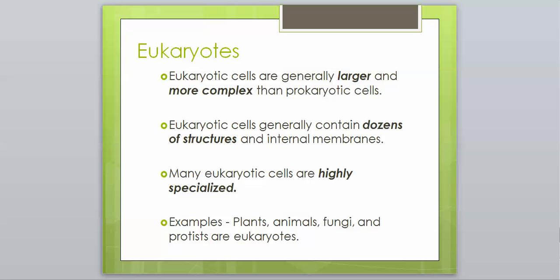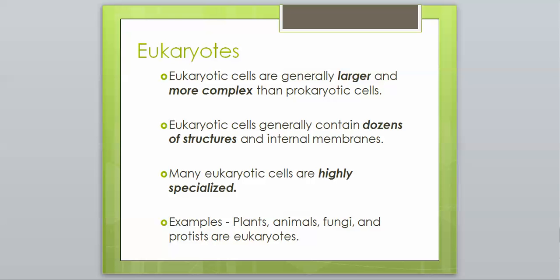Eukaryotic cells are generally larger and more complex than prokaryotic cells. Eukaryotic cells generally contain dozens of structures and internal membranes. Again, those would be those organelles that I mentioned earlier, because we have organs. We talk about an organ like our stomach. The organelles are going to be just parts, like many organs, that help the cell function.